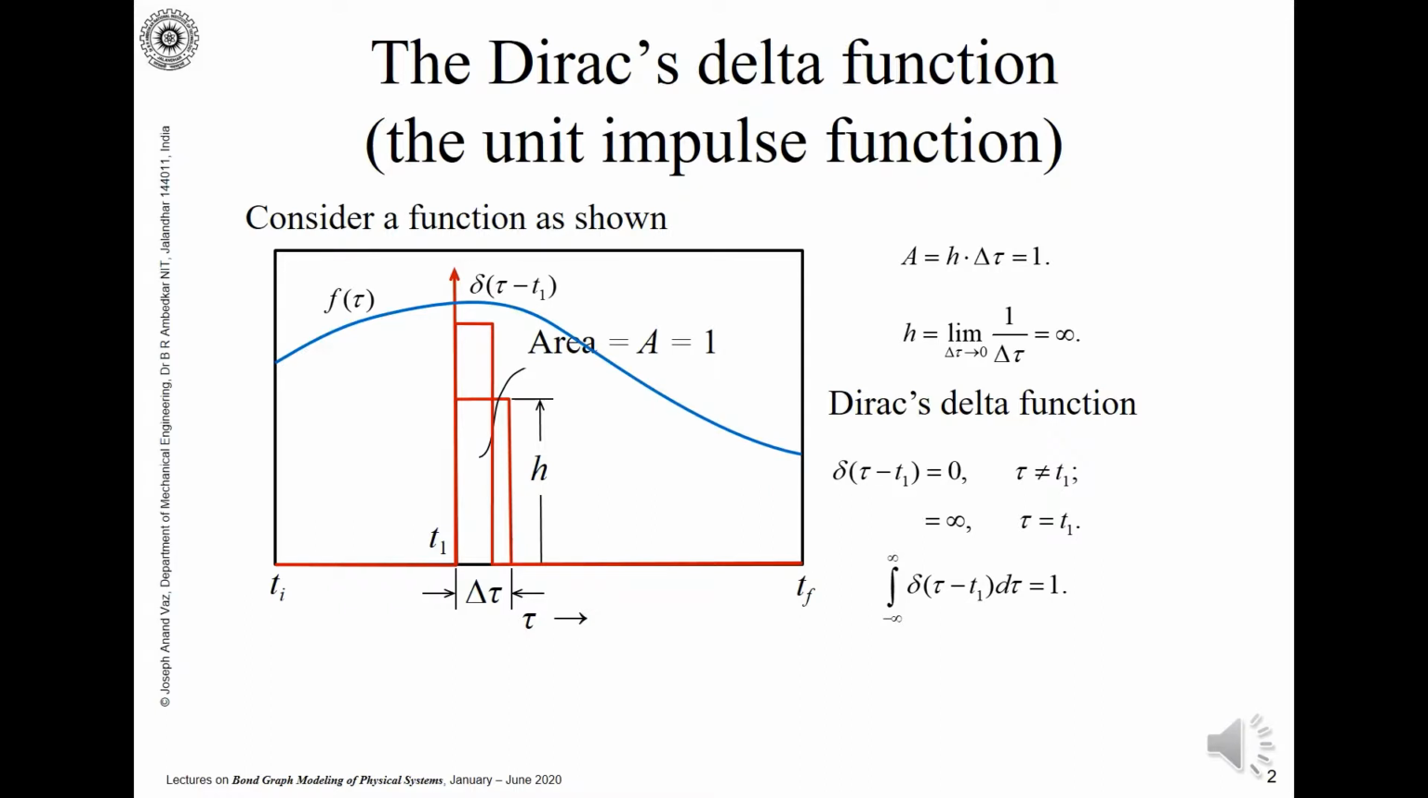Now suppose we take a function f tau and we multiply it with delta tau minus t1 and take the integral. What should happen? So in this region ti to t1, f tau gets multiplied by 0, and in the region from t1 plus delta tau to tf, again the same thing happens, it becomes 0. But in this interval during delta tau, it gets multiplied. The value of the function is f at t1, and it gets multiplied with the area, which is 1. So the answer becomes equal to f of t1.